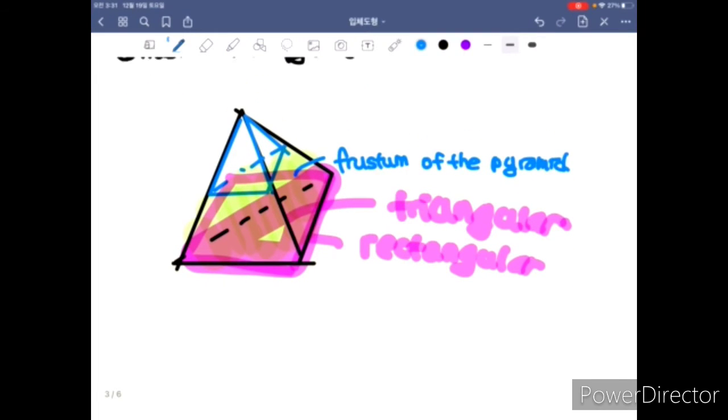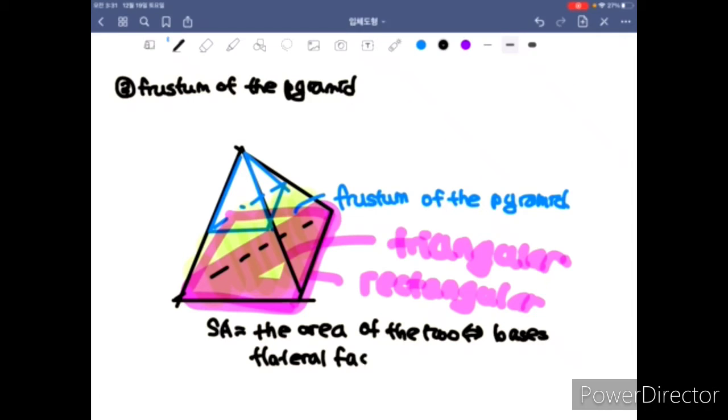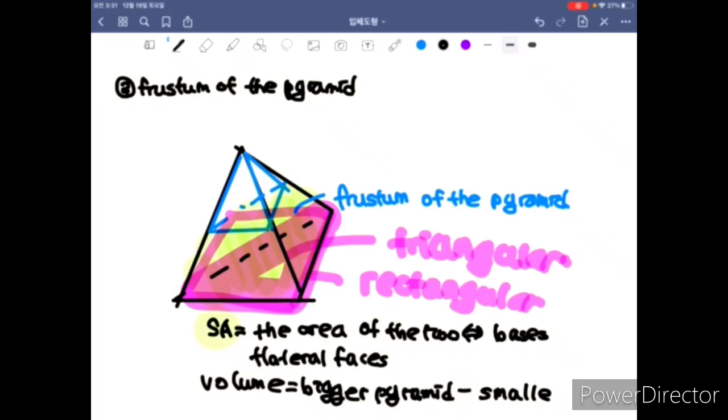And how to get the surface area is that the surface area is the area of the two different bases plus the lateral faces. The lateral faces all have the same surface area. And now, what about the volume? The volume is the bigger pyramid's volume minus the smaller pyramid's volume.